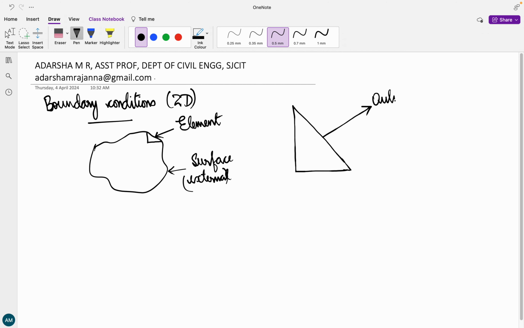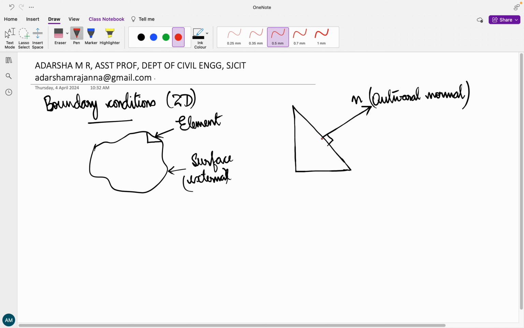This is an outward normal. I'll call this N. Normal because it makes an angle of 90 degrees. Alright, I'll resolve it into respective x and y components. This is fy and then this is fx. Let us consider that the normal makes an angle of alpha with respect to the horizontal and an angle of beta with respect to the vertical.